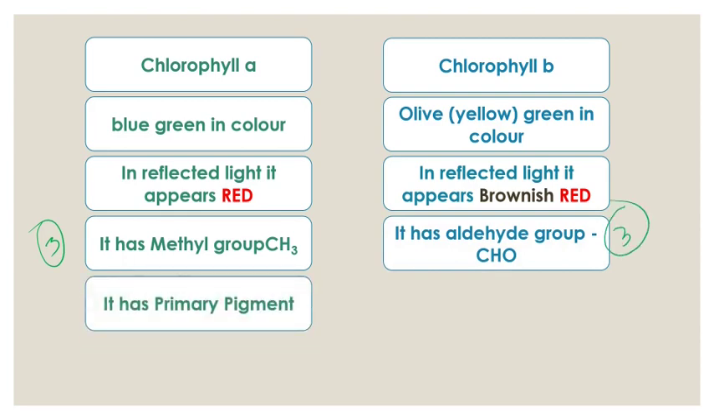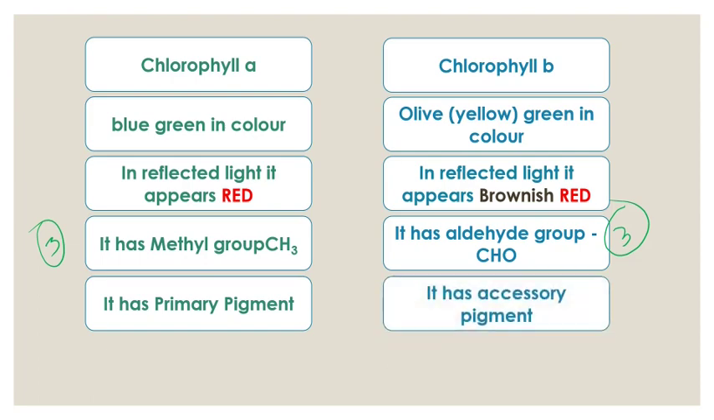Chlorophyll A is a primary pigment. It is forming the reaction center. Very, very important part of photosynthesis. I'll teach you about it in more detail in the next video. Chlorophyll B forms the accessory pigment, the extra pigment which gives its electrons to chlorophyll A, the reaction center.